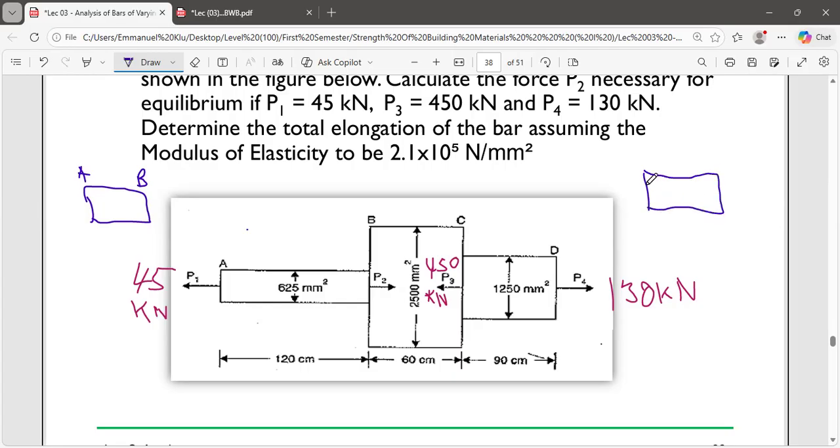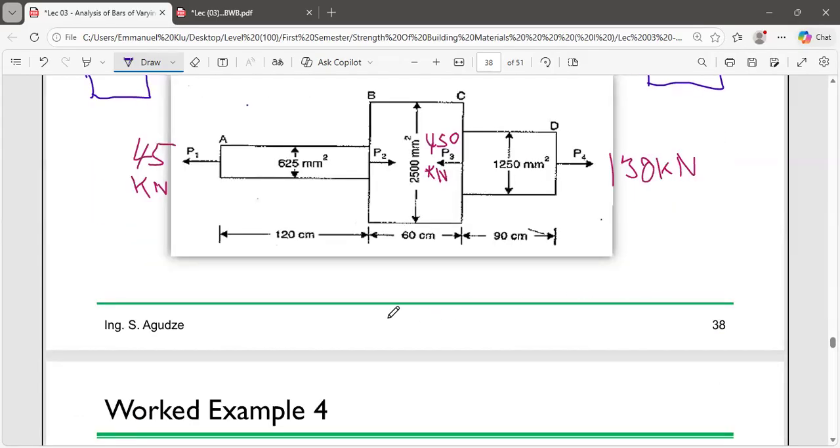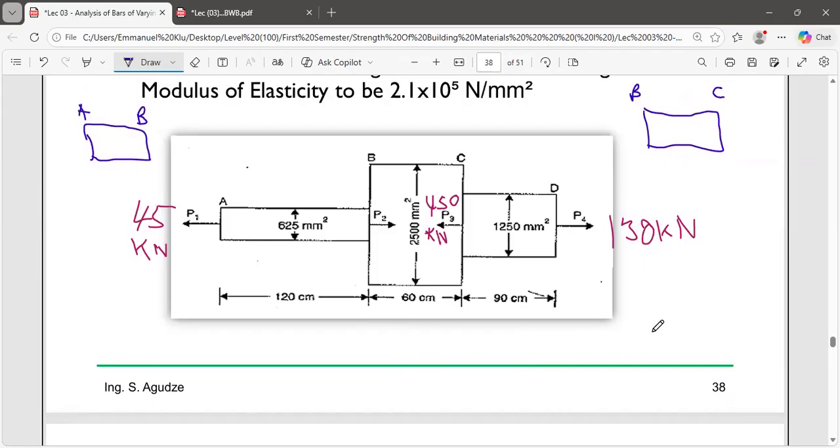Let me put BC over here. So this is our BC. You see. Look at the CD. Let me put CD over here. So this is CD.